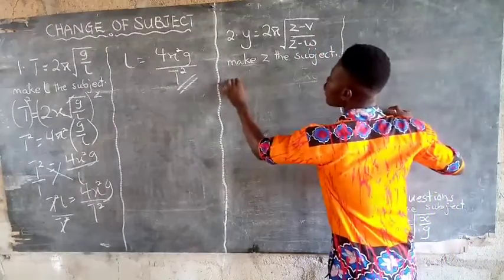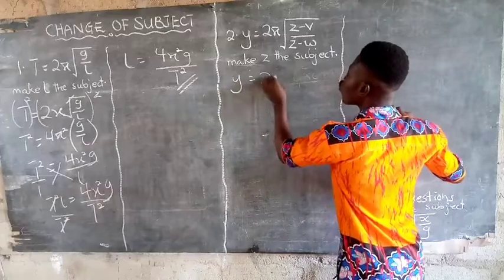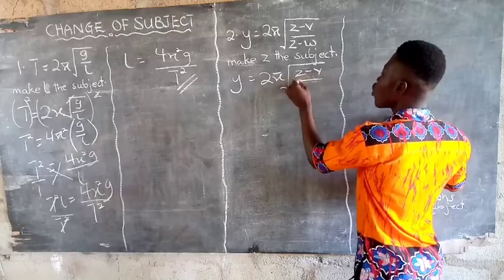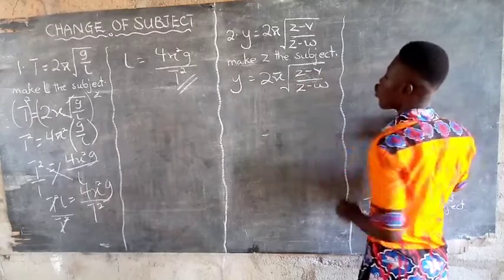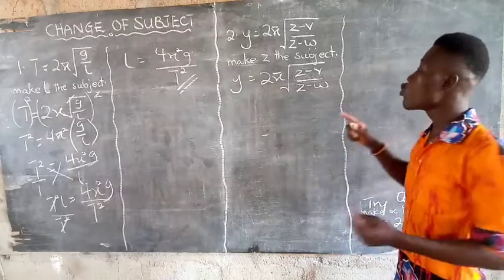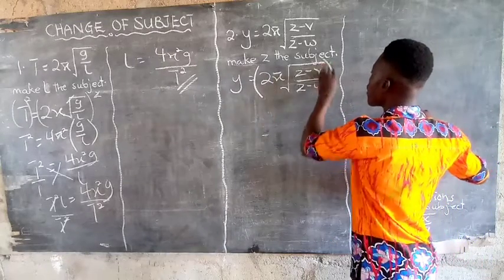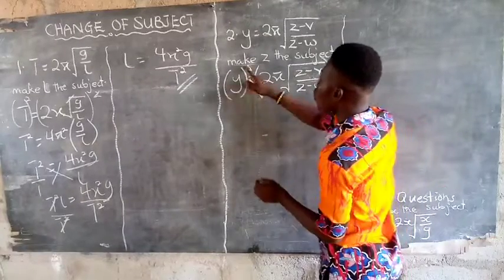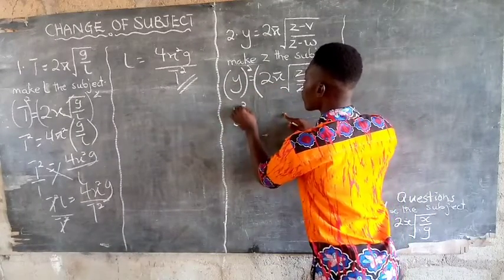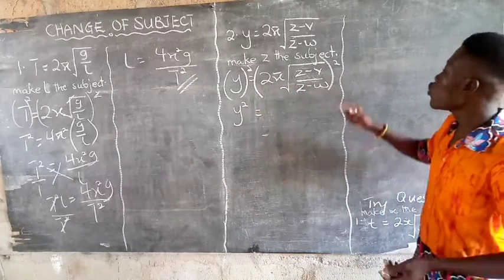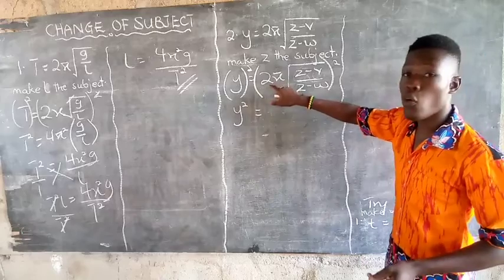So upon doing so, let's repeat our question. Y is equal to 2 pi root of z minus v all over z minus w. As I earlier told you, the only way we can get rid of a square root is by squaring both sides. So we square here, then we do the same here by also squaring. So this will give us y squared. And over here, as I told you earlier in the first one, the square here is catering for this one also.